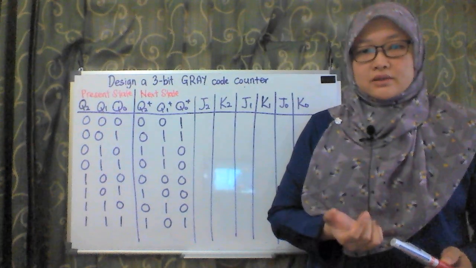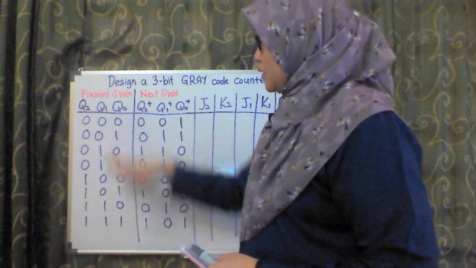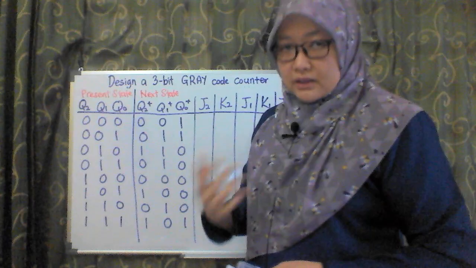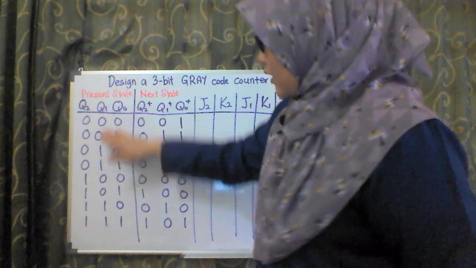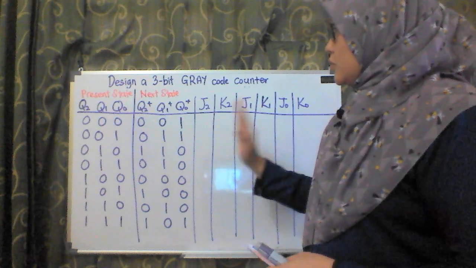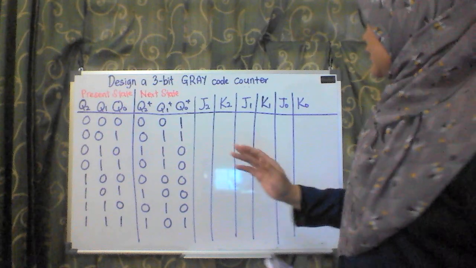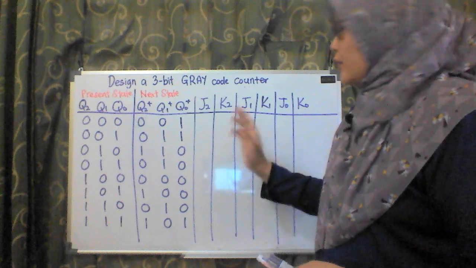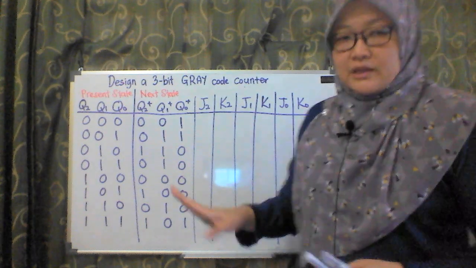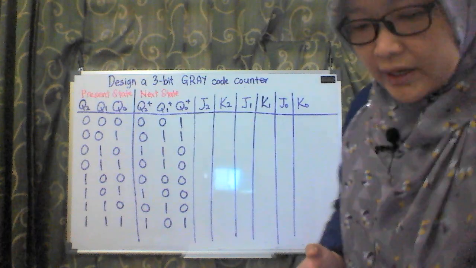Okay, now let us continue. After we have our state table, the present state and next state derived from the state diagram, you will list it all like this. And then you will need to table out the inputs of your flip-flop. This example is actually using a flip-flop of JK type.